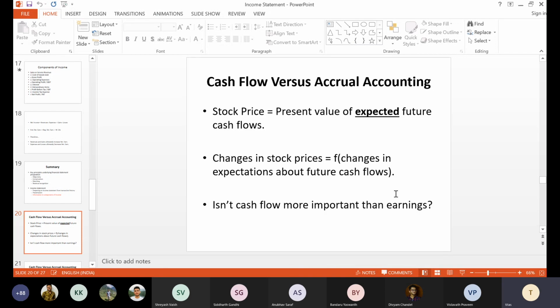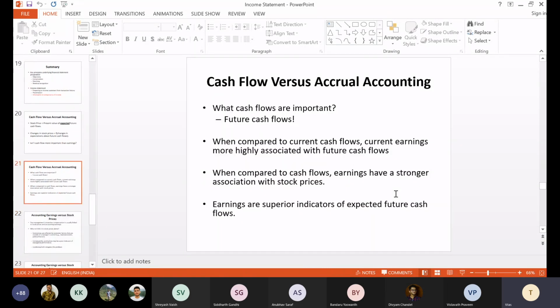And then what is the cash flow? We have not yet done the cash flow calculation. We will do it. So how the cash flow is going to grow over time. From that, we generate the value of the business. So stock price talks more about cash flow, and accrual accounting talks more about your profit. Okay. So which cash flows are important? Future cash flows are important to get the value of your business.